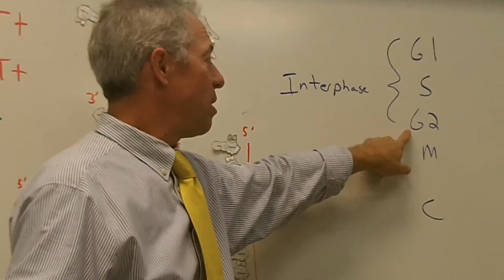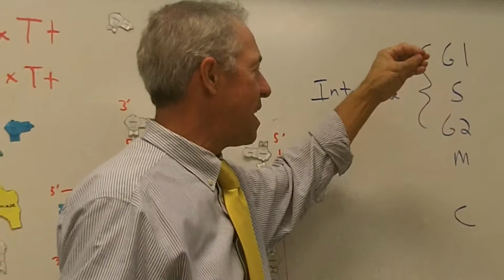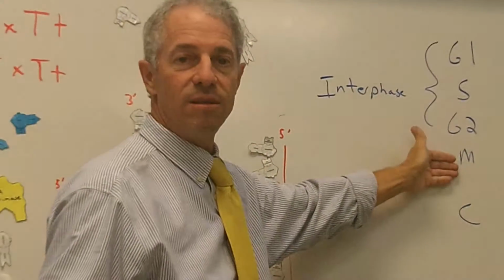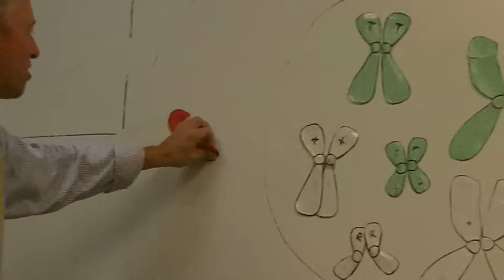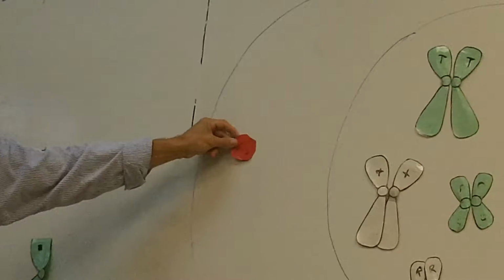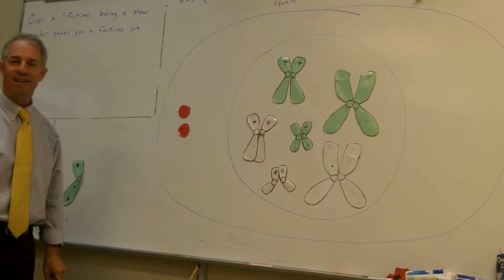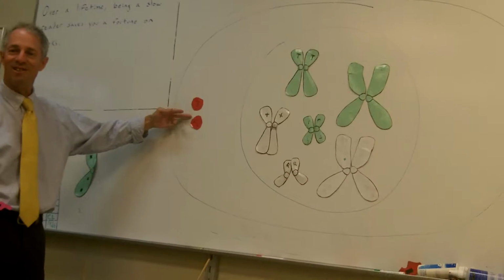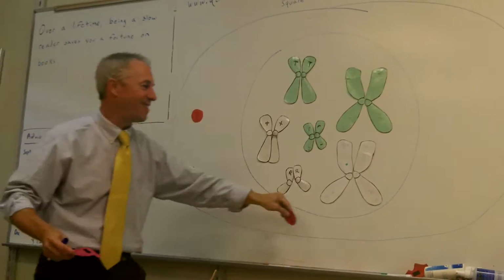In G2, the cell makes proteins that are going to be used in mitosis. That's all we need. Gets ready for mitosis. It also copies the centrosomes. The centrosomes here copy. Now there's 2 centrosomes. Why do we need 2 centrosomes? So you go on the other side. Yeah, you're going to go to the other side.